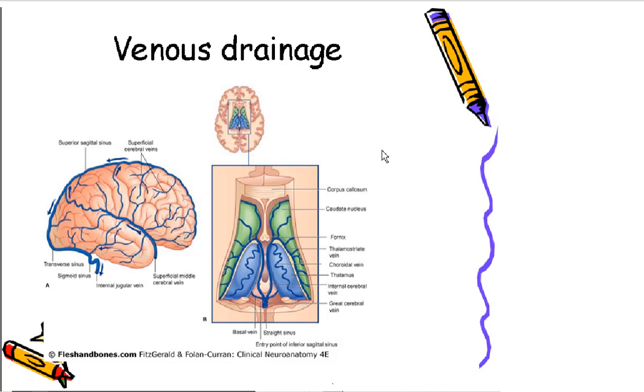We already saw how there was communication with the internal vertebral venous plexus. You also have communication with the scalp veins. So while these are small communications, the main exit is through venous sinuses which open into the internal jugular vein. Now let's look at these veins in a little more detail.